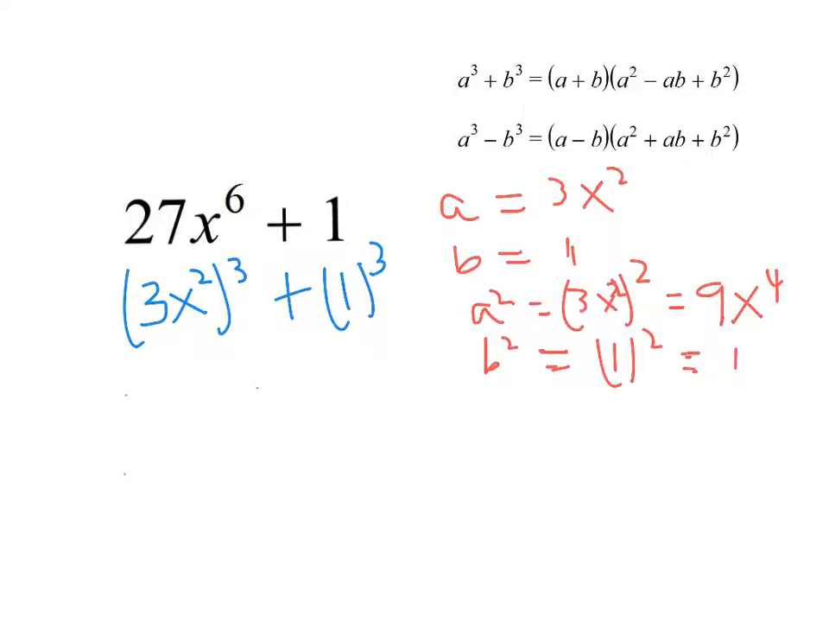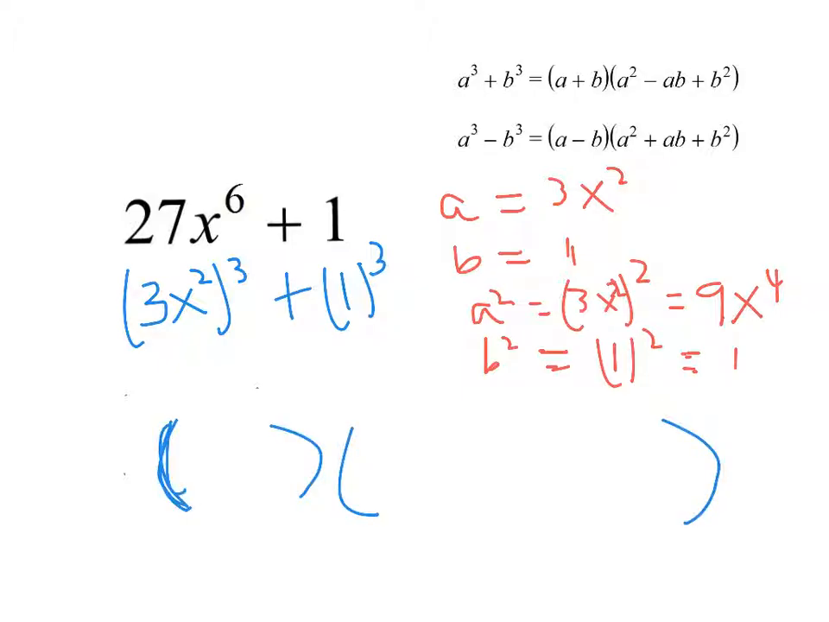So now hopefully you have recognized that the 27 can be written as 3 cubed, and x to the 6 as x squared cubed. When you put them together, you get 3x squared cubed. So 3 cubed is 27, x squared cubed is x to the 6th. And then this one is just 1 cubed. Now, having done that, your next step is to recognize this as your a, and this 1 is your b. And now you're ready to plug your a and b into this top formula over here, with a plus b and then that. So the next screen you're going to see that.